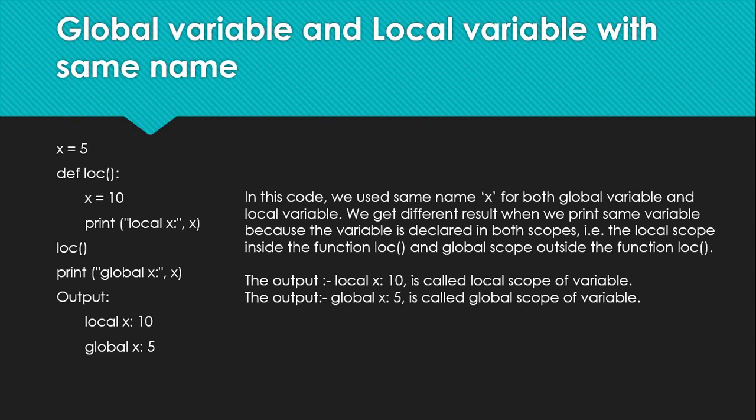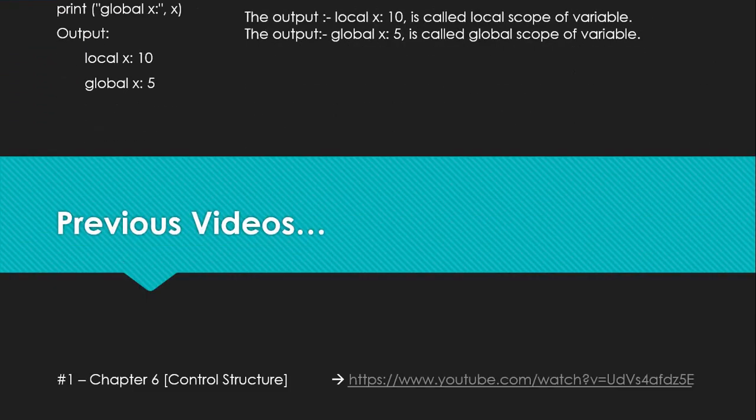So if you use the same name, what happens in this case? The variable declared inside the function becomes a local variable, and the variable declared outside the function becomes a global variable. So there will be no problem in mixing up the variables because the one that is inside the function is a local variable, and the one that is outside the function is a global variable. So this is a typical example of global variables and local variables.